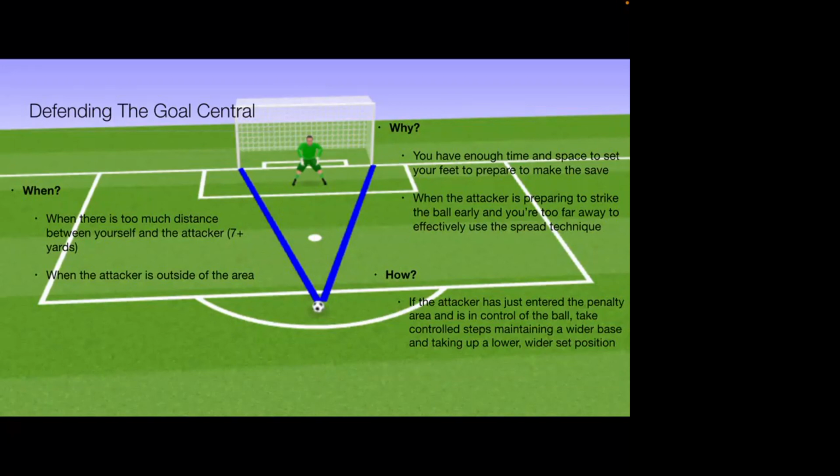So this lower, wider set position takes away the need to step if you need to make a bigger dive. Taking your wider base, you can transfer your weight on your closest foot to drive out instead of stepping and then diving. So you're effectively making up time. Or you're going to defend the goal if the attacker's outside the area. You're going to use shorter steps to defend your goal, and you're going to maintain a regular set position. Obviously, being prepared to make the save, so you're already set as the attacker's preparing to strike.